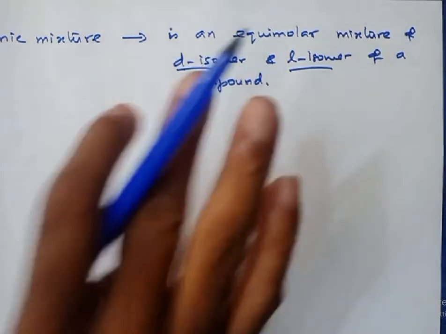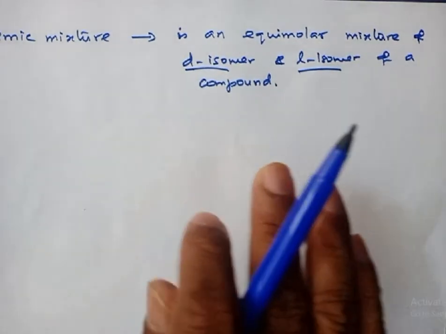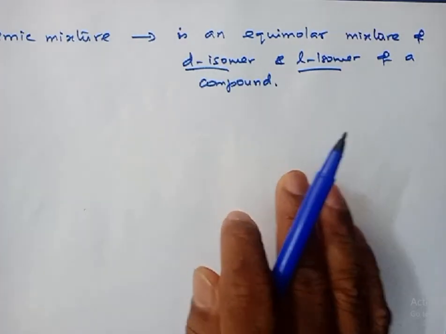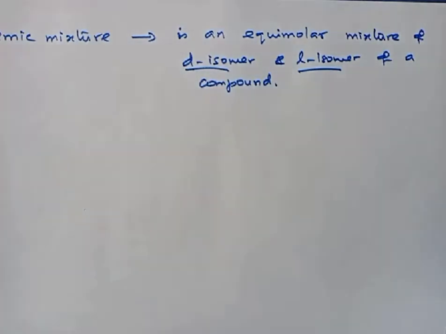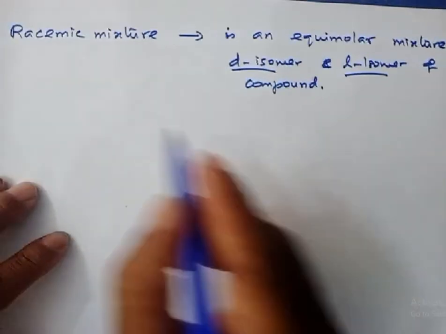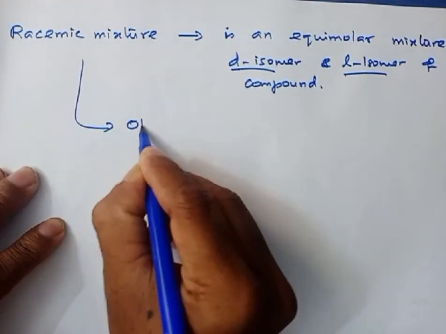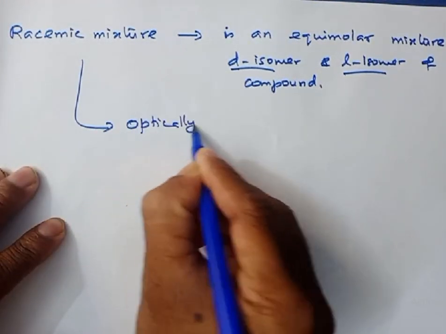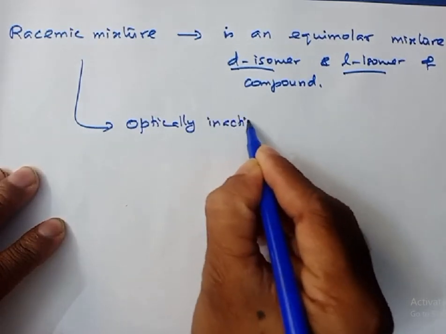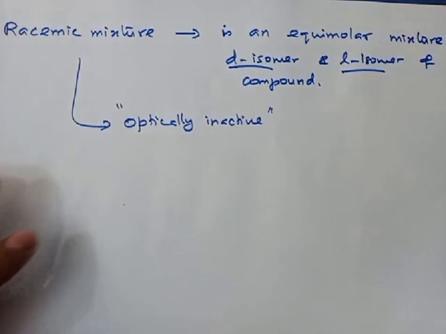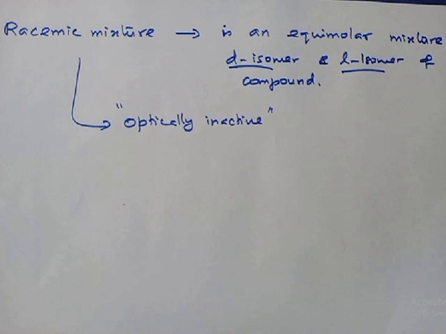Okay, this is a general statement, right? Racemic mixture is an equimolar mixture of D isomer and L isomer of a compound. And remember, the racemic mixture is optically inactive. Why optically inactive? Anyone? Why is racemic mixture optically inactive? Net plane polarized light rotation is 0. Okay, that's why it is optically inactive. It doesn't rotate plane polarized light.